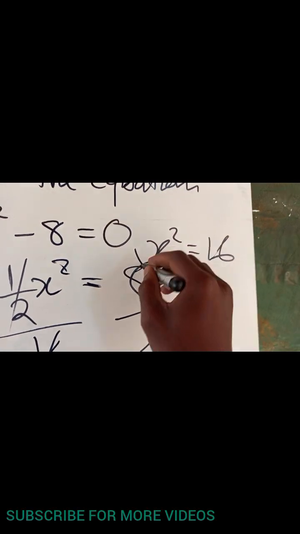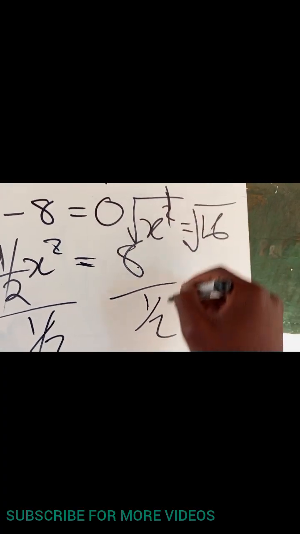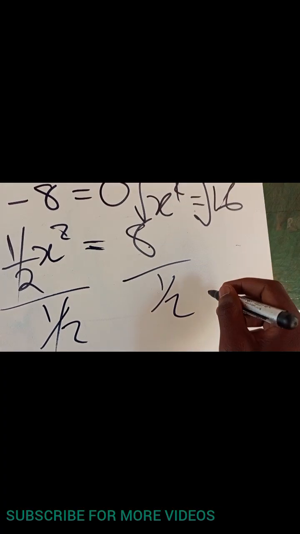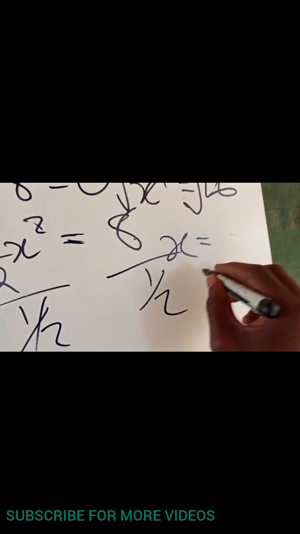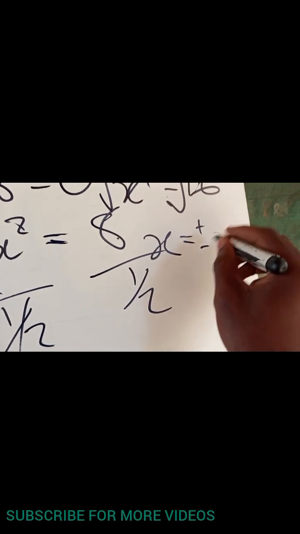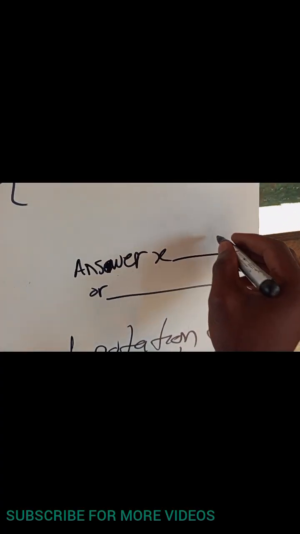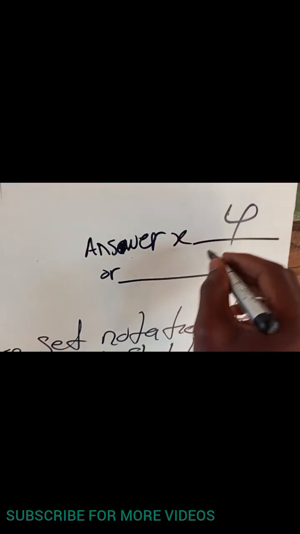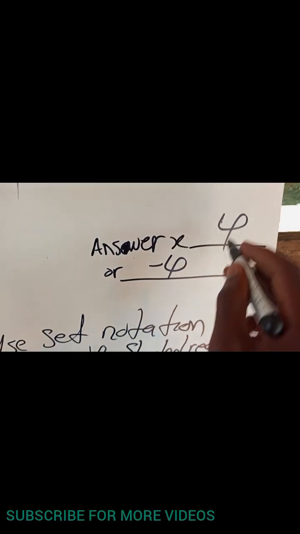Then at this stage we are going to introduce the square root. The square root is going to cancel with the square. So we're going to remain with x is equal to positive or negative the square root of 16, which is 4. So these were the answers required on question 4. So we have positive 4 and negative 4.